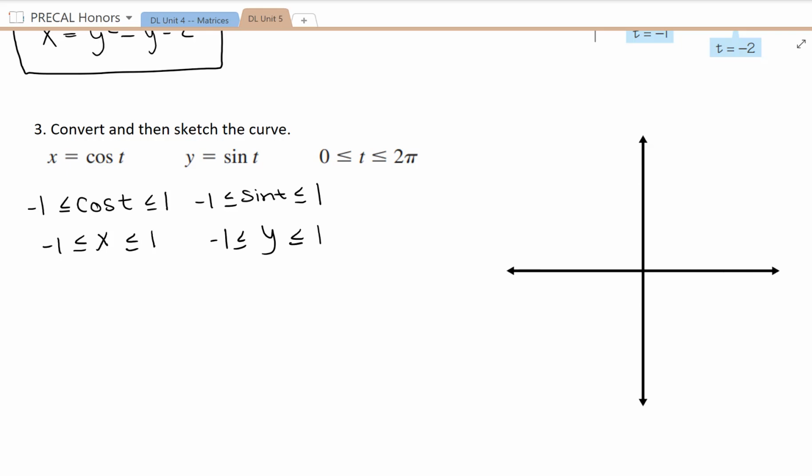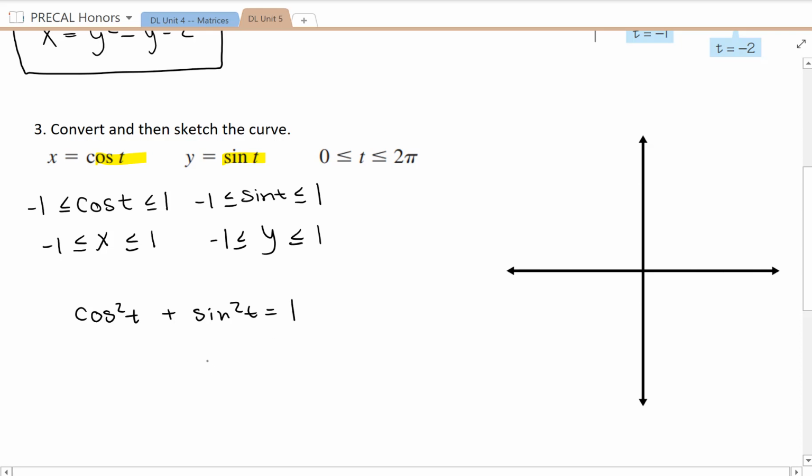So how can I relate cosine and sine? Well, a very popular identity relates these two: cosine squared t plus sine squared t equals 1, the Pythagorean identity. Now, if x is equal to cosine t, that means cosine squared t is the same as x squared. Sine squared t is y squared, and that's equal to 1. This is our rectangular equation.